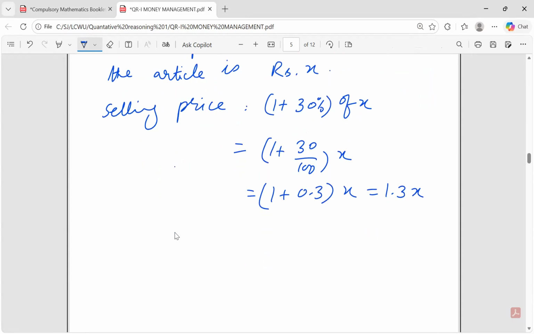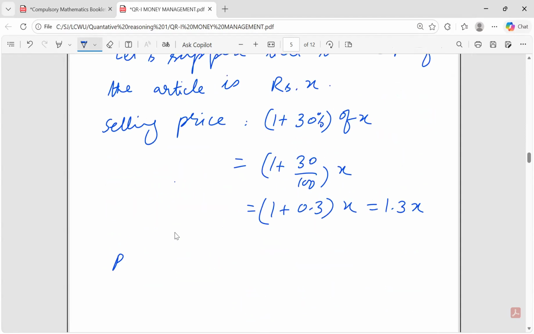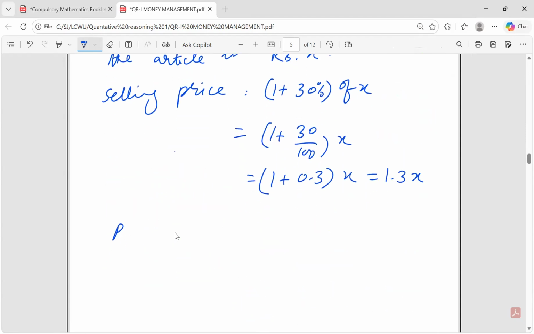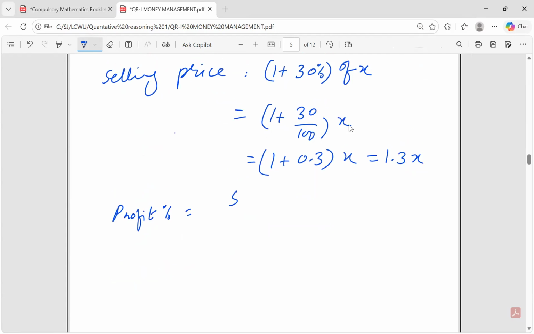So the profit percentage is, you need to find the profit percentage, right? So profit percentage is equal to selling price minus cost price over cost price, multiplied by 100.